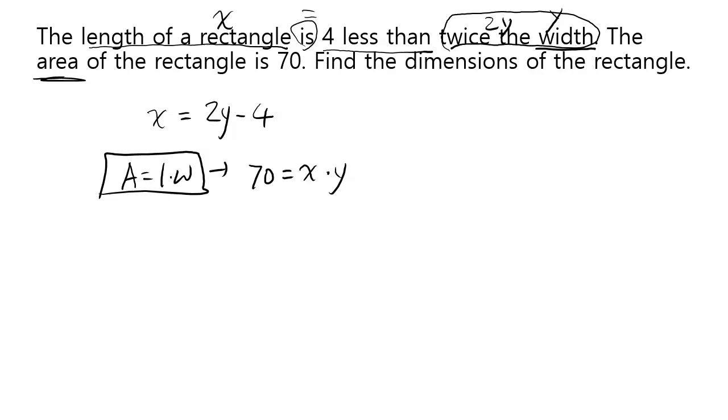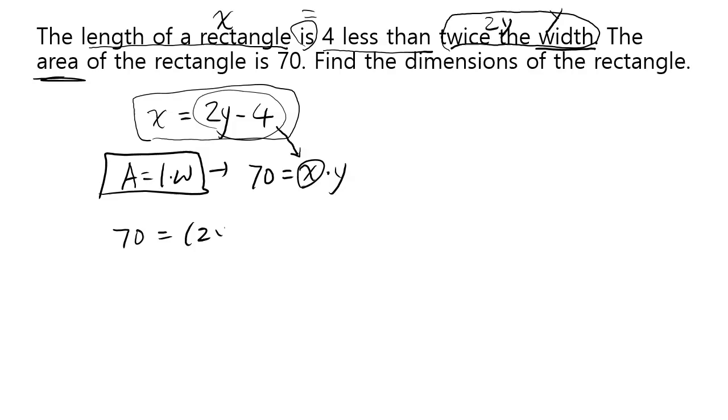Alright, so we have a system of equations. We have x and y, two unknowns, and we have two equations. That's good because you need two equations if you have two unknowns. If you have three unknowns, you need three equations. If you have four unknowns, then you need four equations. Okay, how do you solve a system? Well, you solve for one of the variables and plug it into the next one. Here we have that x is already equal to 2y minus 4, so I can replace this x by 2y minus 4, and I get (2y minus 4) times y equals 70.